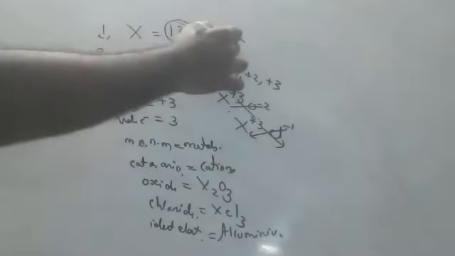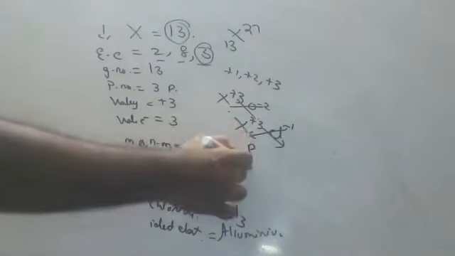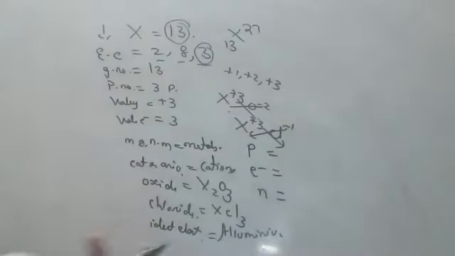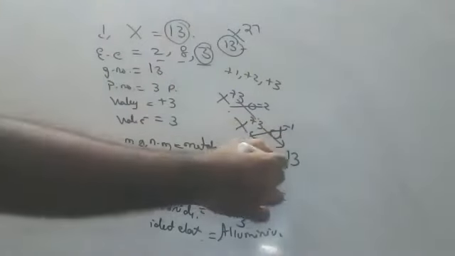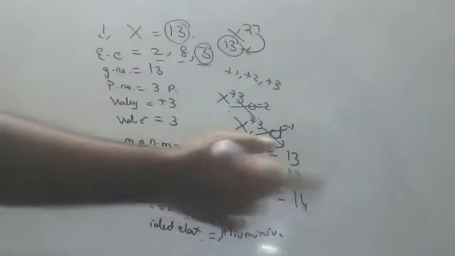Like this, they will give. They'll ask you to find out the number of protons, number of electrons, number of neutrons. You're studying in 9th class, no? 13 means protons 13. 13 means electrons 13. Neutrons means mass number minus atomic number, 14 neutrons, like that.